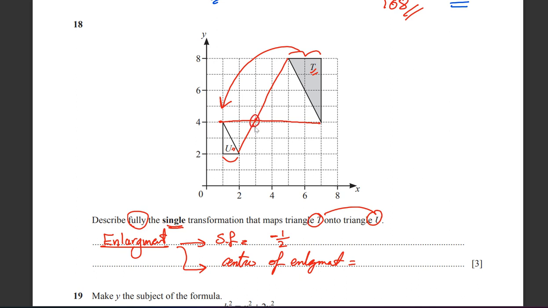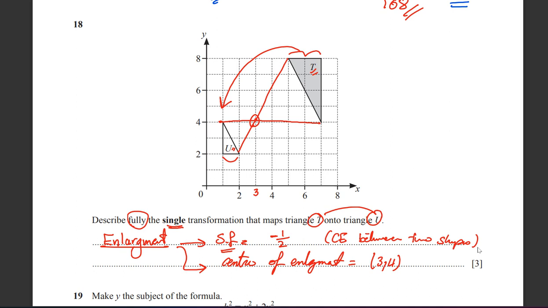Whenever the center of enlargement is between the two shapes, I know that the scale factor will be negative. Again, if the center of enlargement is between the two shapes, that means the scale factor is going to be negative. Okay.